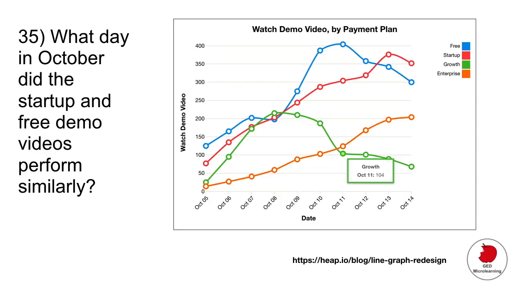Okay, so if we go back to the question, it's asking us about startup and free videos. Okay, so if we look at the legend, it's only asking us to look at the red and blue line. And then it's asking us what day in October did they perform similarly. So essentially you have to look at where they intersect, which is right there. Okay, so that's where they're almost identical, which is October 8th.